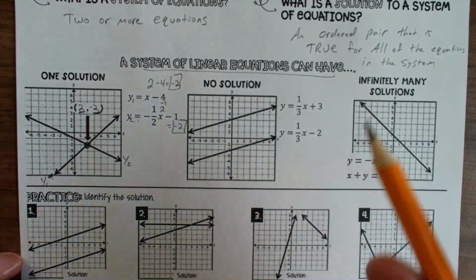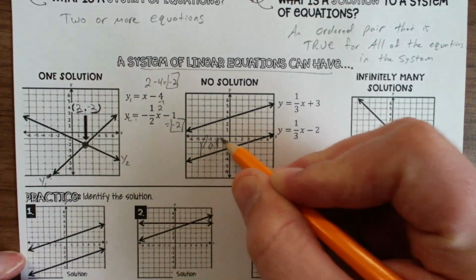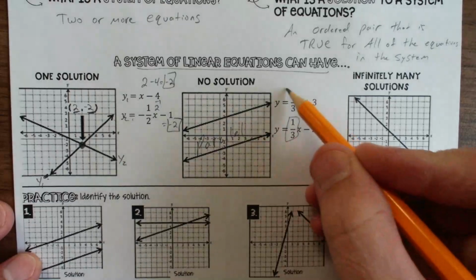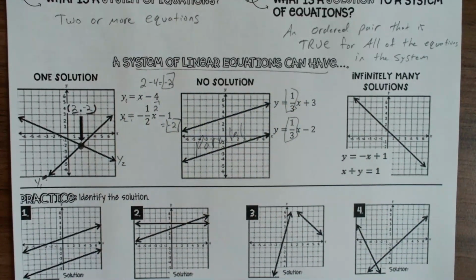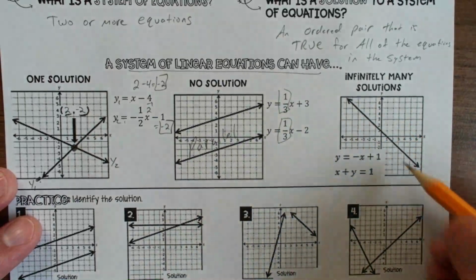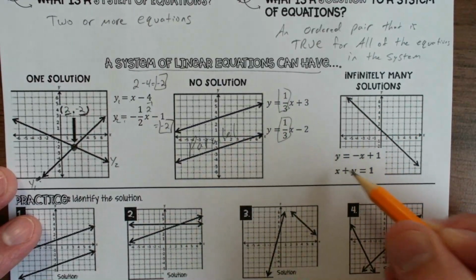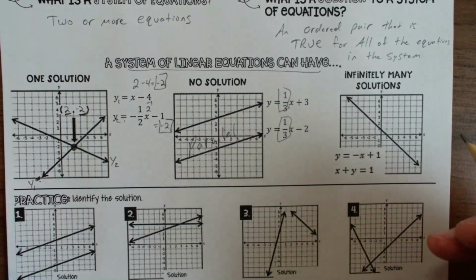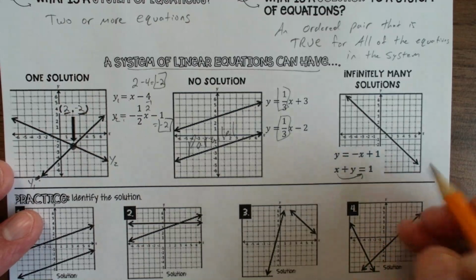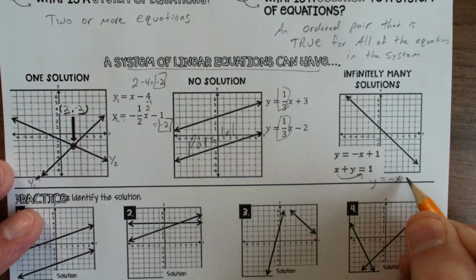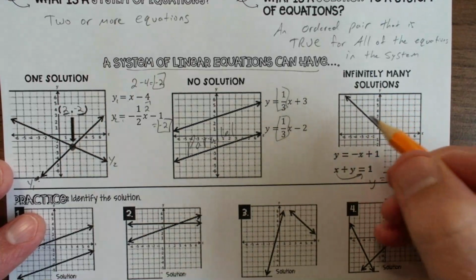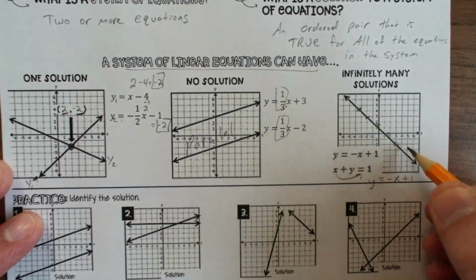We can have no solutions when we have parallel lines. Parallel lines have the same slope, so therefore there are no solutions. And then we have infinitely many solutions, and this is when one line is on top of another line. You'll see this sometimes: one will be given in standard form and the other in slope intercept form. If you convert this to slope intercept, you would subtract the x over and you'd have y equals negative x plus 1. So they are the exact same line. The reason there are infinitely many solutions is because they are touching at all of these points.